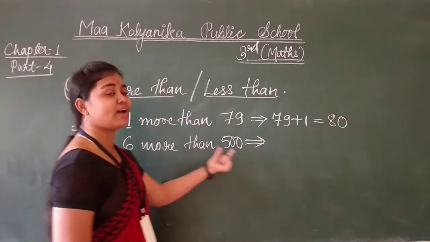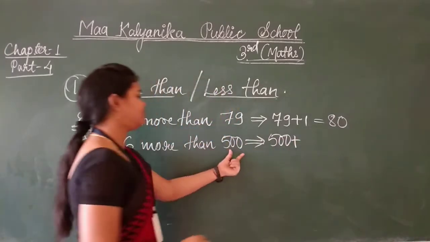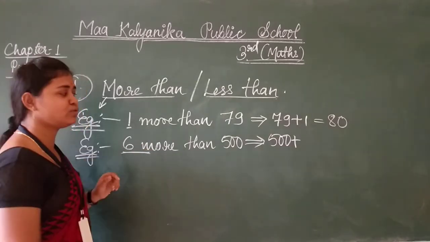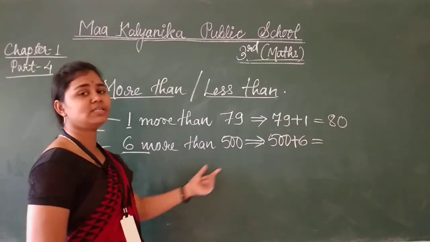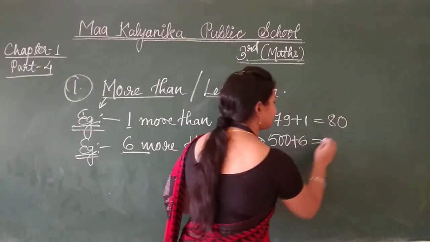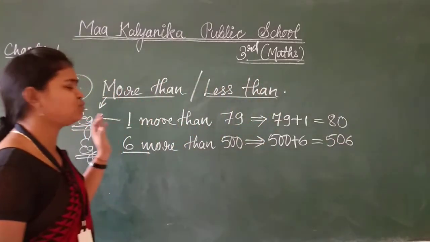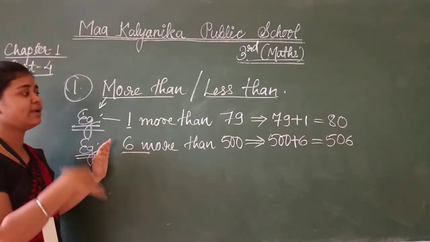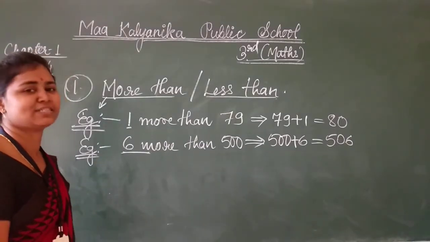6 more than 500. In 500 you have to add 6. 6 more than 500 means plus 6. 6 more means you have to add 6. So 500 plus 6 is 506. I think this is a very easy topic. I think you have understood from these two examples only. And if you practice the same kind of questions, you can easily solve the rest of the questions.